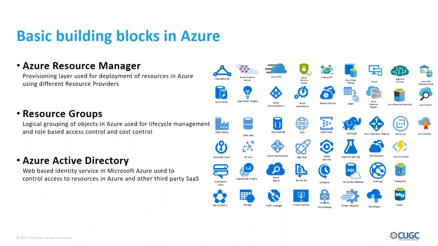Resource groups, another fundamental part of Azure. It allows for logical grouping of objects in Azure. This could include virtual machines, network cards, storage, load balancers. You group everything together in a resource group, and it provides an easy way of providing access to those resource groups, lifecycle management, and also cost control surrounding the resource group.